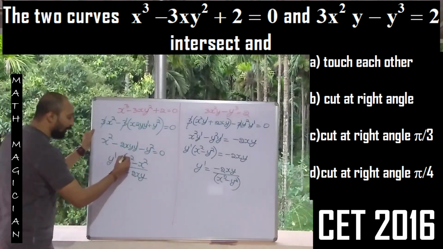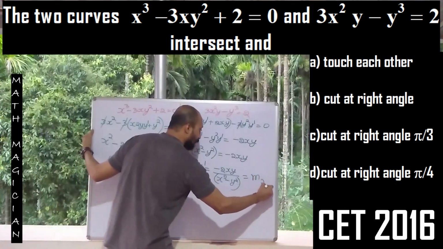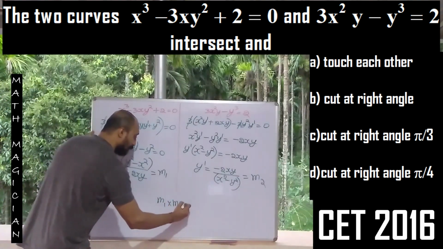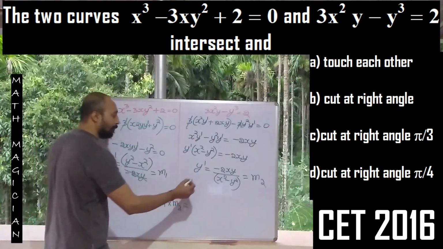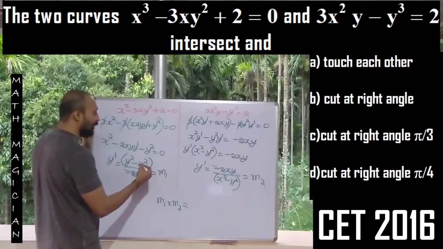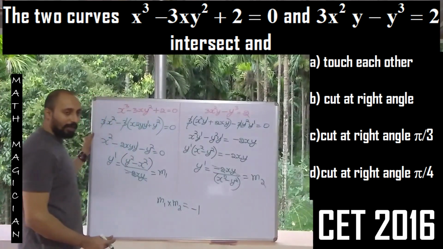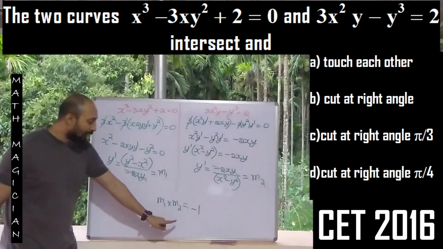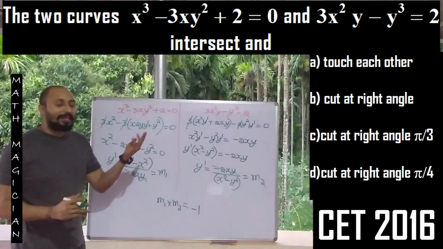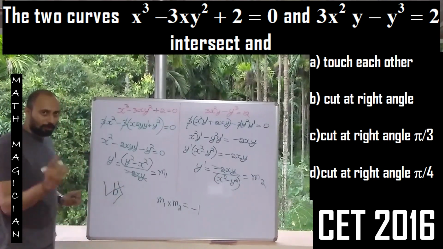Now observe this carefully. If I call this as m1 and if I call this as m2, what is happening when I do m1 into m2? So minus 2xy and minus 2xy get cancelled. Here y square minus x square is there, here x square minus y square is there. To cancel it, I need to multiply by minus 1. So minus 1 I am getting. m1 into m2, when I multiply, I am getting it as minus 1. That means it is perpendicular to each other. It is at right angle to each other. So option B is your right answer.